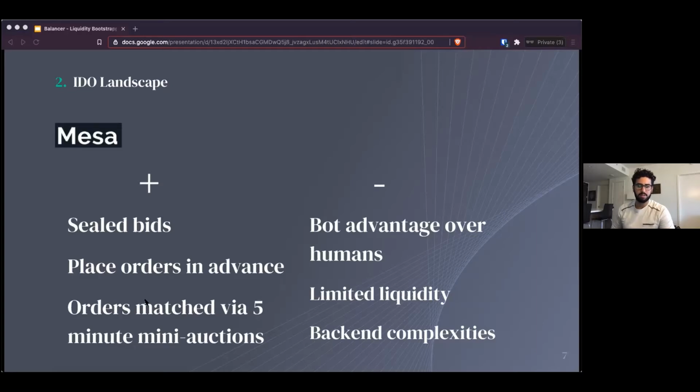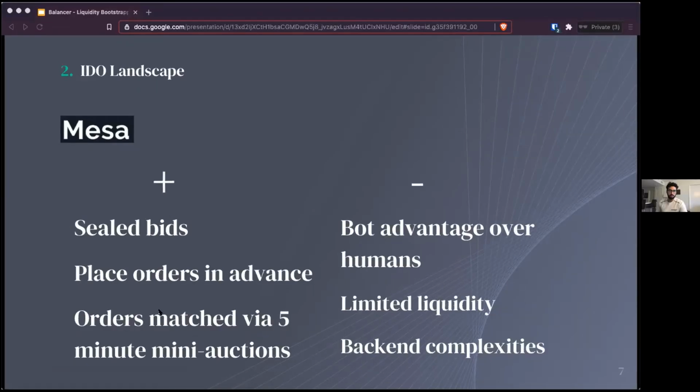Bots still have this major advantage over humans, so it's not an even playing field for your regular retail investor, which I think is probably the most important person to you: your genuine community member who wants to own a piece of this governance token and play an active role for the long term. It's also limited by the amount of liquidity on Gnosis protocol, and it has some complexities on the back end that teams have complained a lot about.